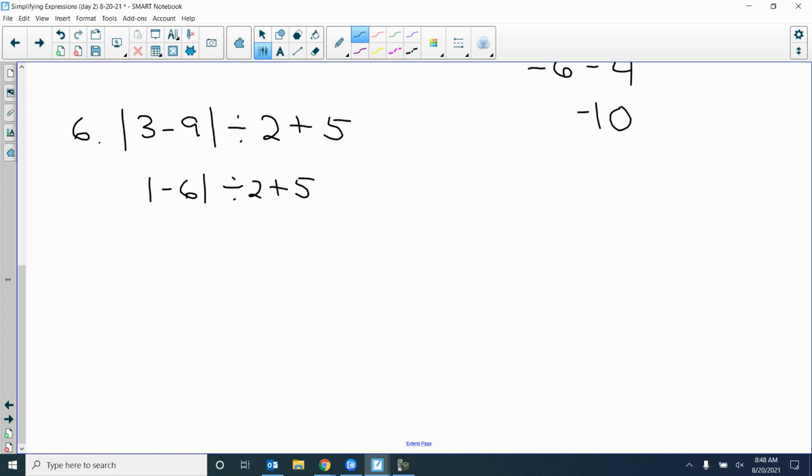Before I actually do the division, I want to get rid of the absolute value bars. What's the absolute value of -6? +6. Always positive. So now I can just say that's 6 divided by 2 plus 5. Now I have to do division first. 6 divided by 2 is 3. 3 plus 5 is 8. Okay, for that one. All right, flip it back over to the other side.